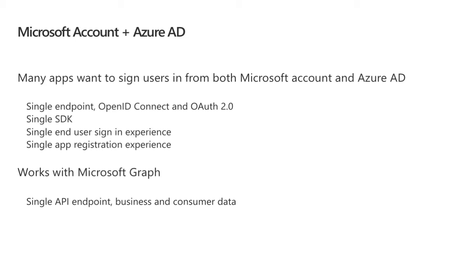It also is going to give us a single SDK instead of having to have two different SDKs for two different authentication models, a single end-user sign-in experience, a single app registration experience, and best of all, it works with the Microsoft Graph. So we simply have a single API endpoint that we can use to get both business data from Office 365 or consumer data from things like OneDrive Consumer or from Outlook.com.